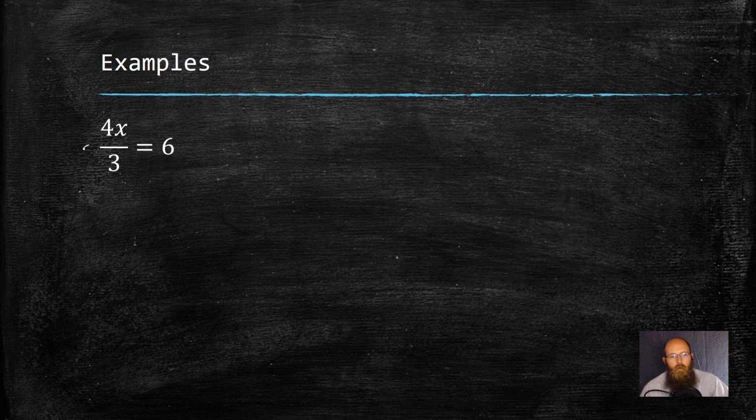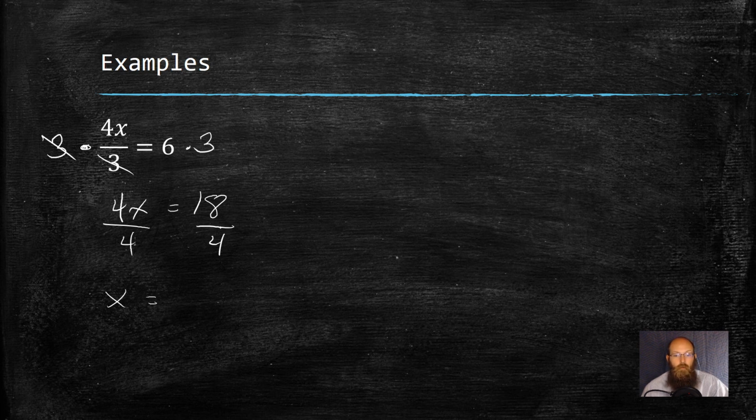And one more example, because I thought that last one was a little bit tricky too. So I'm going to multiply by 3, and then we'll divide by the 4 later. So I multiply by 3, the 3's cancel on my left. I'm left with 4x equals 18. I now have to divide by 4 on both sides.